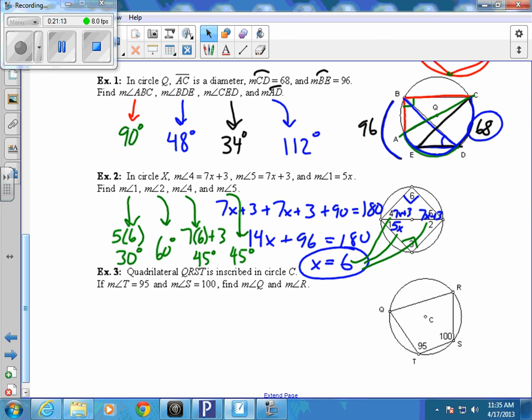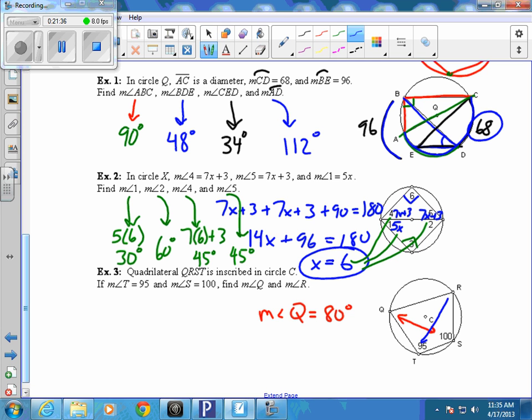Okay, last example in this part. Quadrilateral QRST is inscribed in circle C. This one actually goes a little faster. Angle T is 95, labeled already. Angle S is 100, labeled already. Find Q and R. Remember, opposite angles are supplementary. So the measure of angle Q will be the supplement of 100, which is 80 degrees, 180 minus 100. Angle R is supplementary to the 95 degree angle, so the measure of angle R will be the supplement of 95, which is 85 degrees.